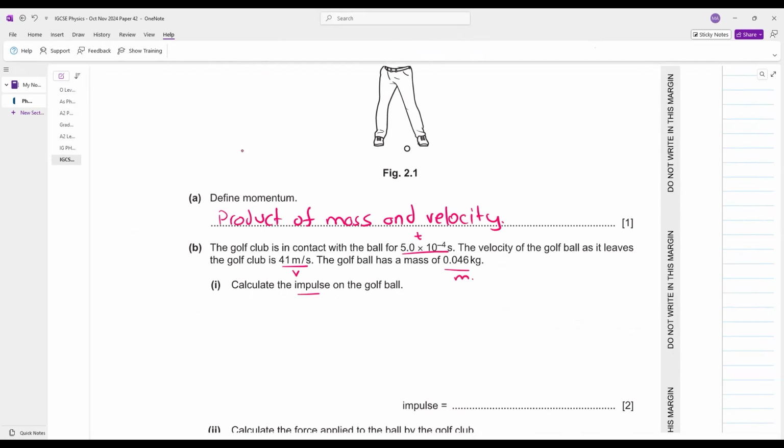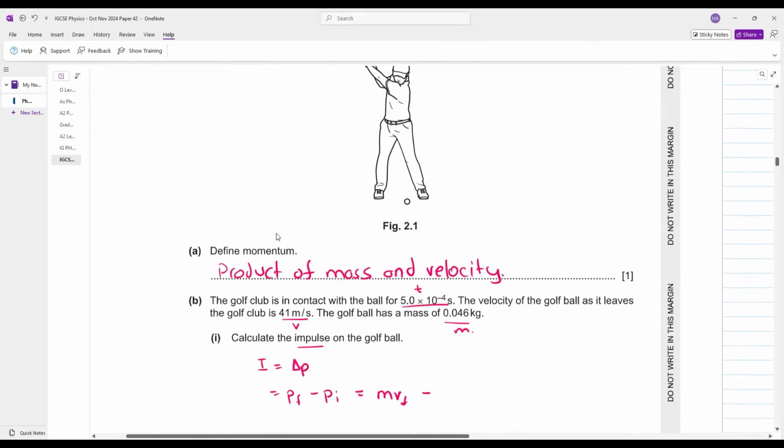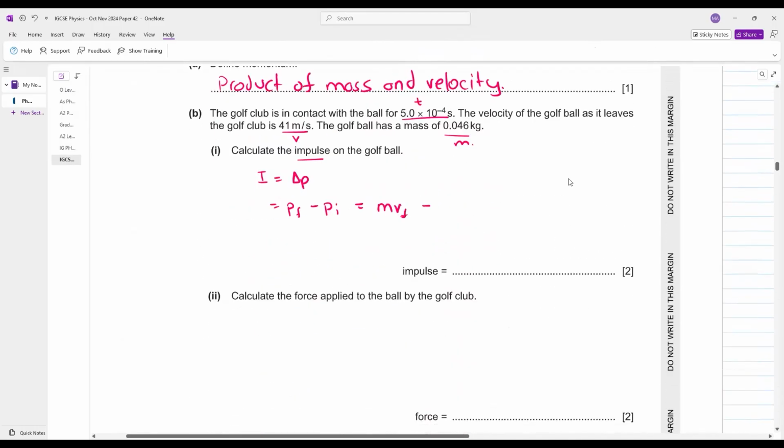Okay. Calculate the impulse on the golf ball. How will you calculate the impulse? Impulse is equal to change in momentum. Your change in momentum is equal to the final momentum minus initial momentum. बेटा आपका final momentum क्या होगा? Mass into the final velocity minus initial momentum. What is initial momentum? Zero. You have already seen here.